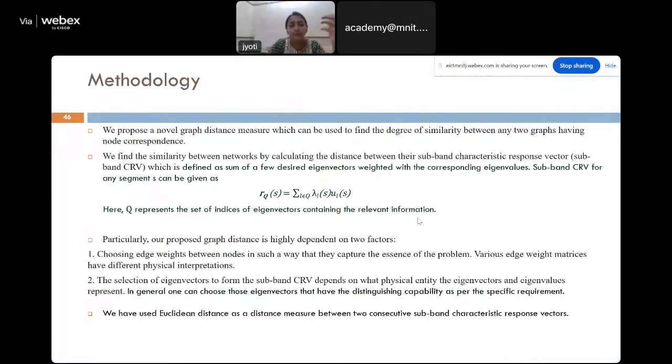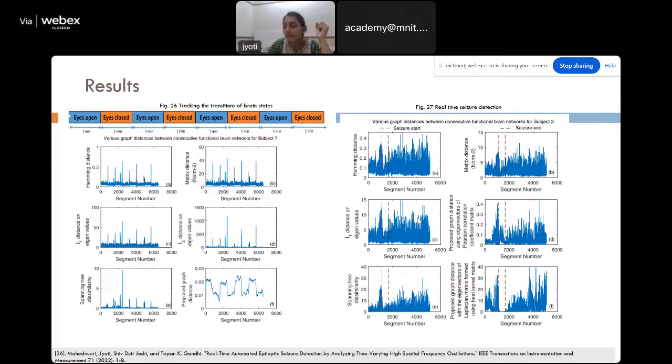So this is basically the same methodology, but we are proposing a network distance measure, which can also be used to find the similarity between any two networks. We have compared this work with already existing works. So this is the Hamming distance, which is a graph edit distance, which basically finds how many structural changes are required in order to transform one network into another.